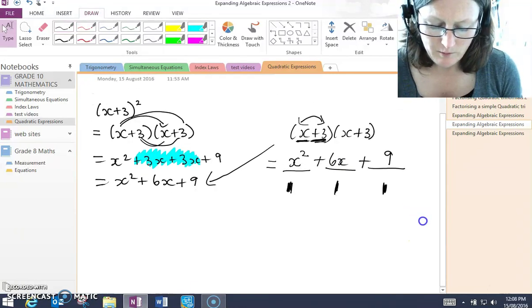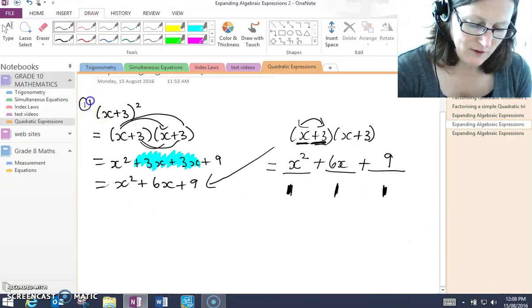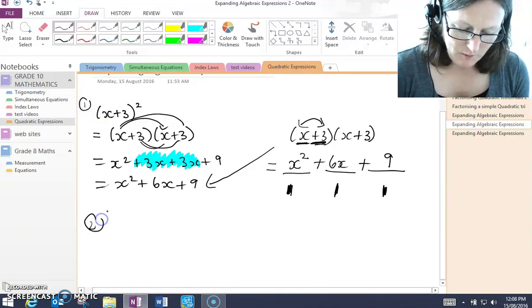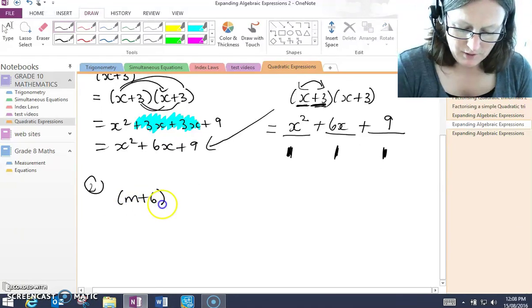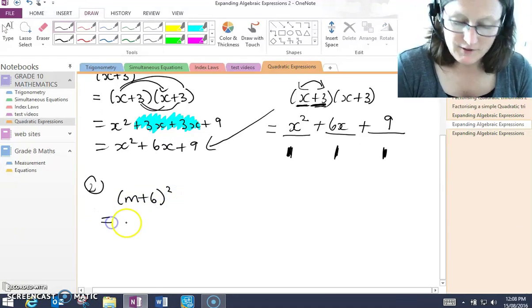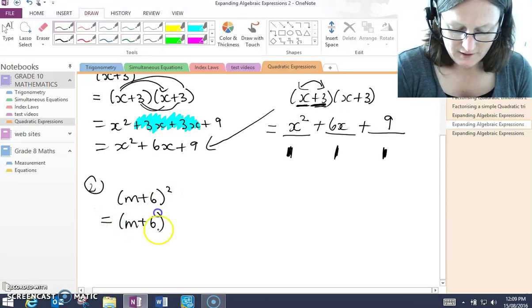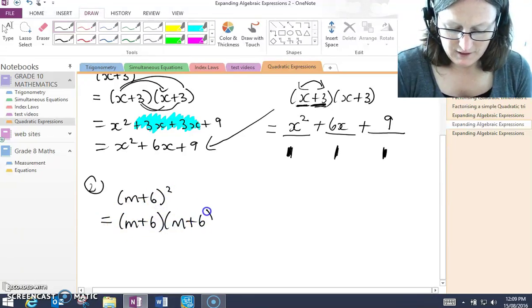So that is the quick way to arrive at the answer for the square of a binomial. I'll do a couple more examples for you. So that's the first example. The second example, again, we'll do it the long way, just to show you, m plus 6 squared. So m plus 6 squared is m plus 6, m plus 6.